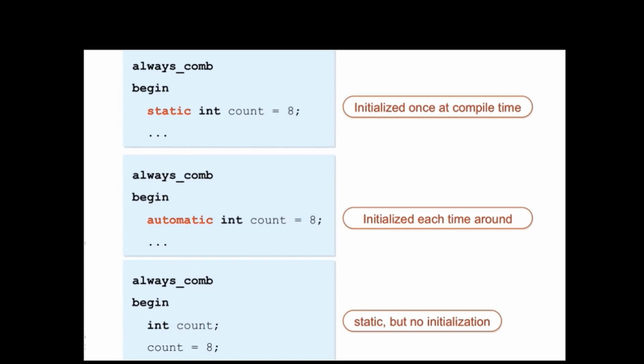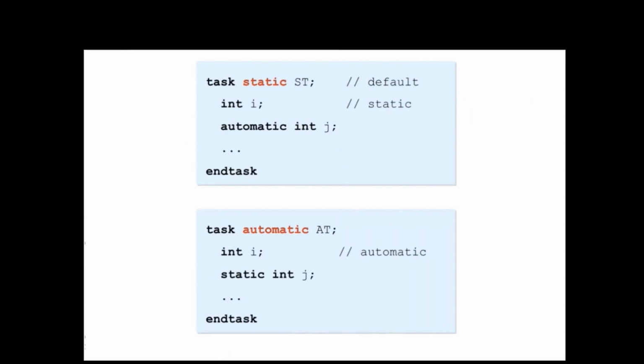All right, fine. So that's the variable static, but there are also static and automatic tasks. And what these do is that if you have a static task, which again is the default, then any variables in the task itself are also going to be static. So I, in this case, is going to be a static variable.